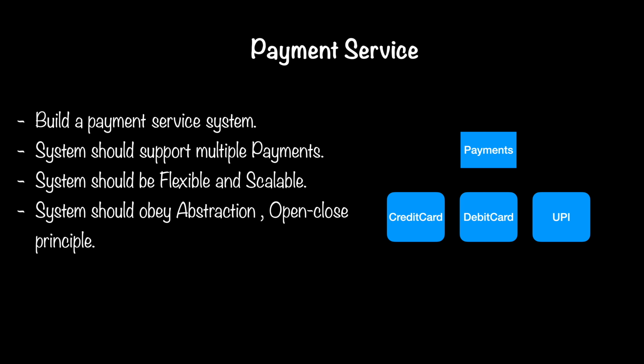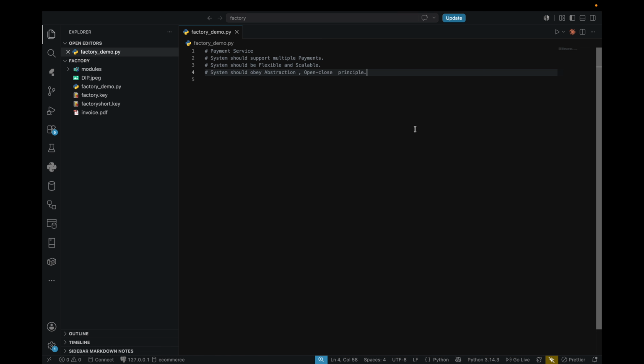Now, the service which we are building, we don't care about the implementation of how credit card payments work or debit card payments work or UPI works. The main goal is to illustrate factory design pattern in payment service. How are we going to deal with different kinds of payments in this particular service? Now, let's build the payment service. These are the three requirements the system should support.